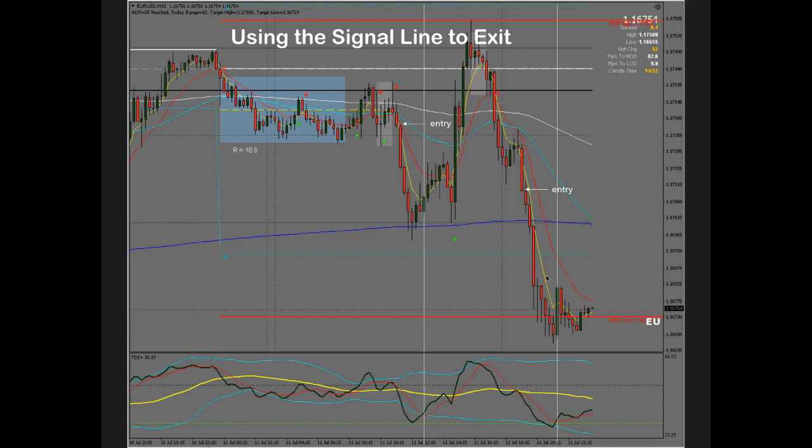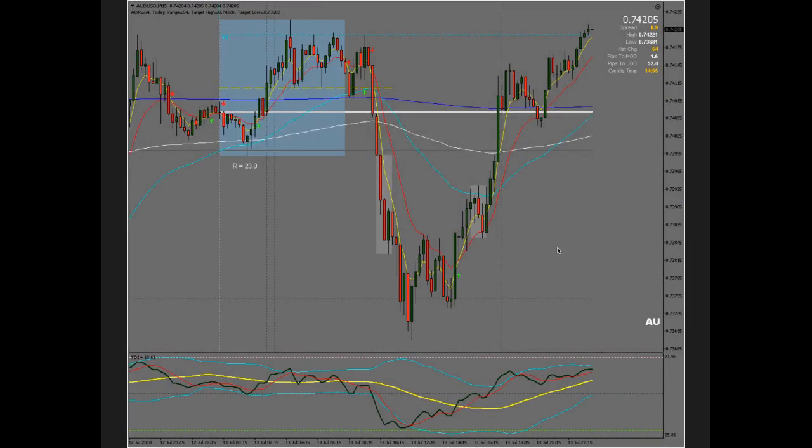Okay. Sometimes this works better. Sometimes the 13 EMA trail works better. Sometimes the fib works better. It's just a matter of testing and experimenting with them. Okay. All right. Next.